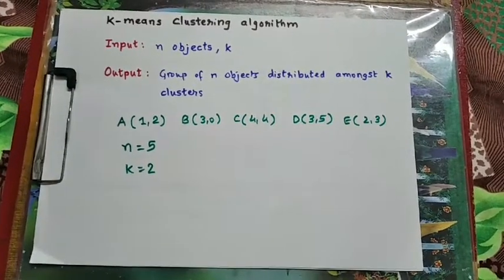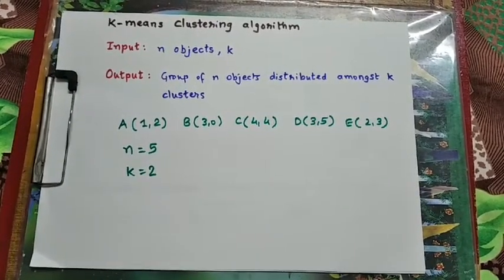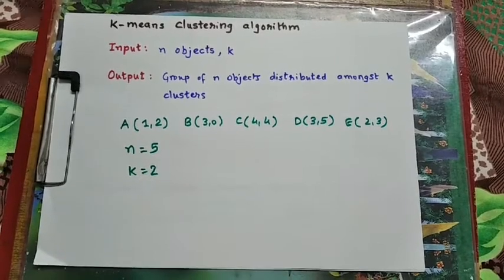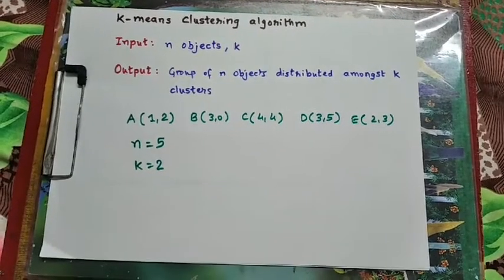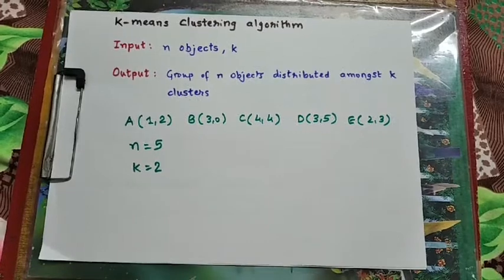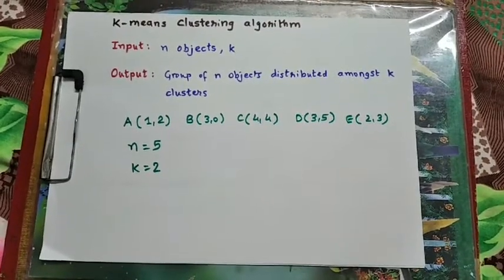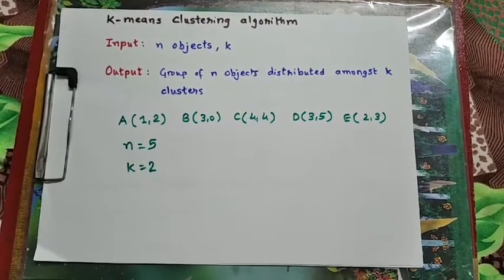So the K-means algorithm is a first or preliminary kind of algorithm. It is also called a partitioning based algorithm because it partitions the given set of objects into different clusters depending on certain similarity measures. So let us start this.